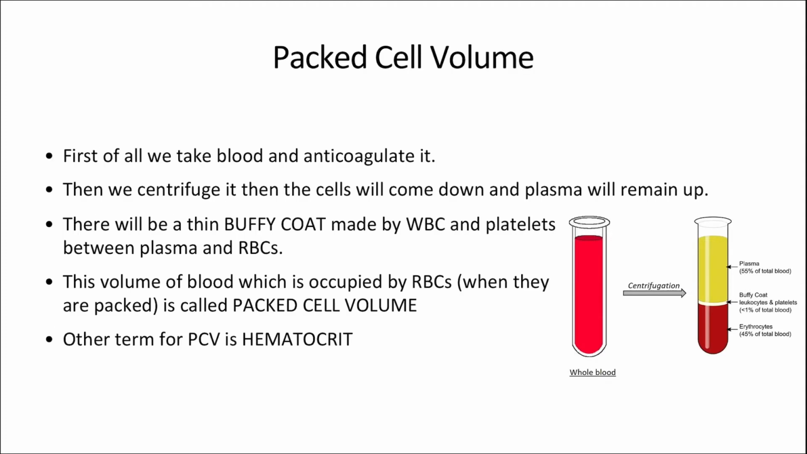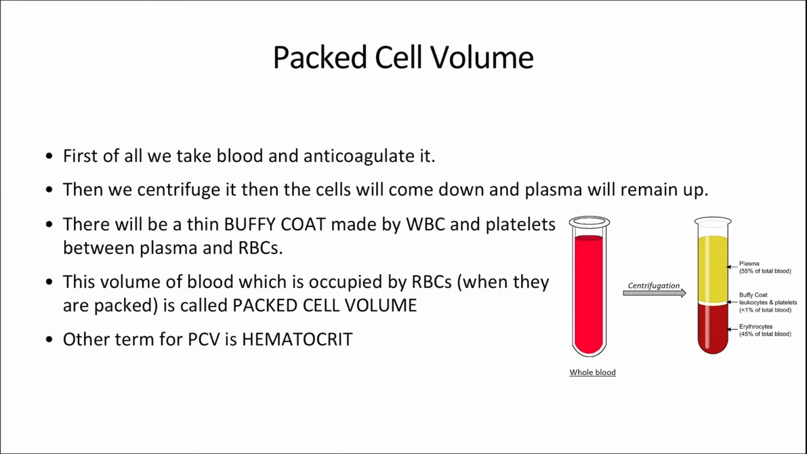So first one, packed cell volume. What do we mean by packed cell volume? First of all, if we take the blood and anticoagulate it, then if we centrifuge it, the cells will come down and plasma will remain up. There will be a thin buffy coat made by WBC and platelets between the plasma and RBCs. This volume of blood which is occupied by RBCs when they are packed is called packed cell volume. That's why it's called packed cell volume.